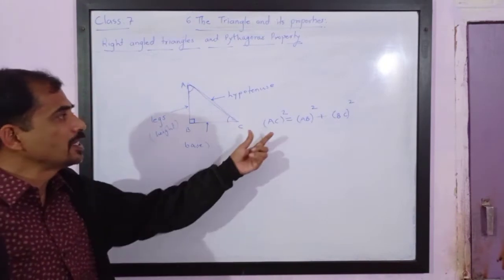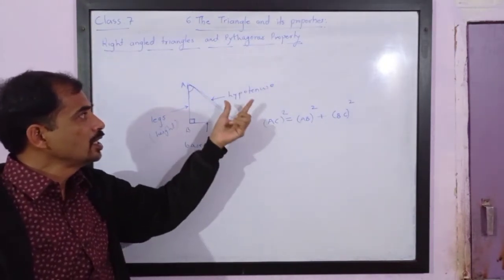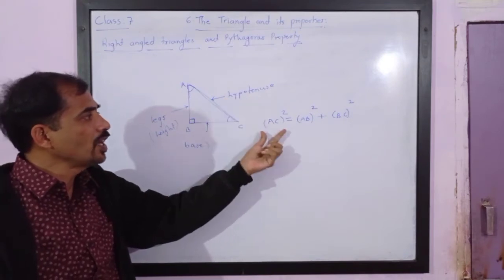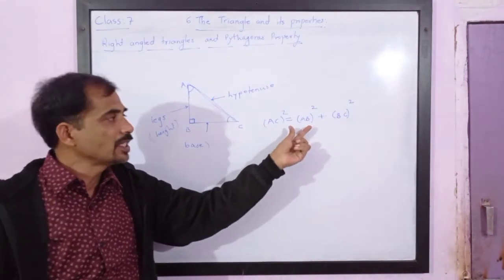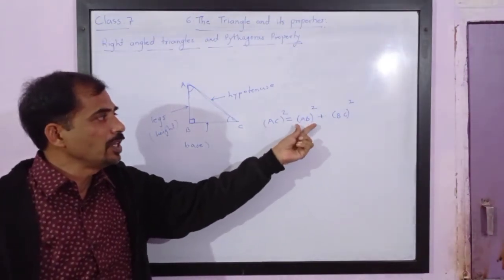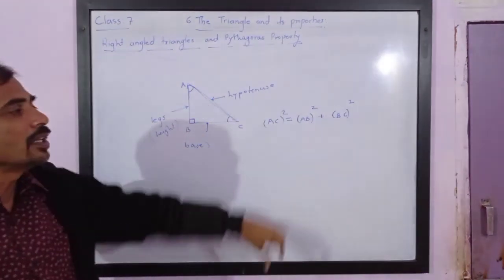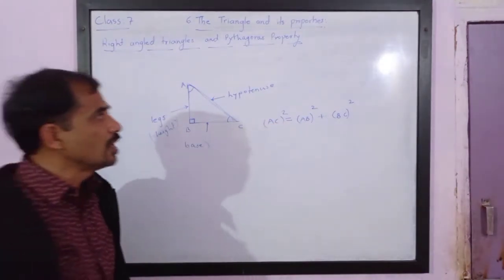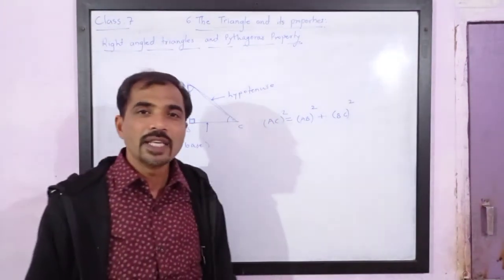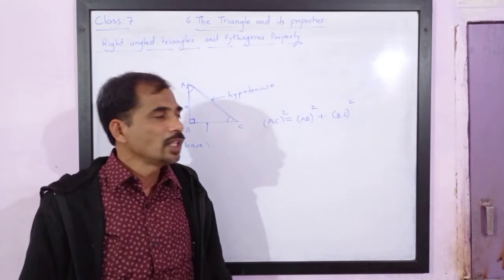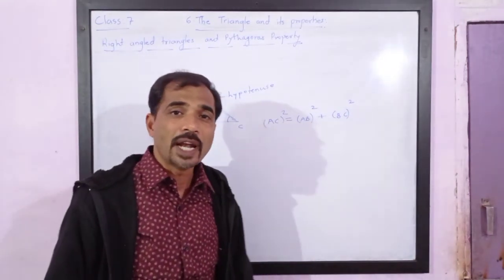See, again I am repeating the statement. Pythagoras property states that in a right angle triangle, the square of the hypotenuse is equal to the sum of the squares of the remaining sides. So AC square is equal to AB square plus BC square. Now, this property can be used in reverse way as well. If the square of one of the sides is equal to the sum of the squares of the remaining sides, then the triangle must be a right angle triangle only.